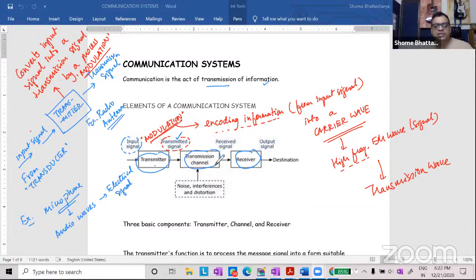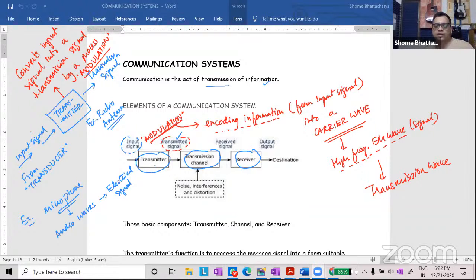So what the transmitter does is that input signal is used in a process of modulation, where the information in the input signal is used to encode information or data into the carrier wave. And what is the carrier wave? It is a high frequency electromagnetic wave. So now the transmitted signal is basically the carrier wave which has been modulated.